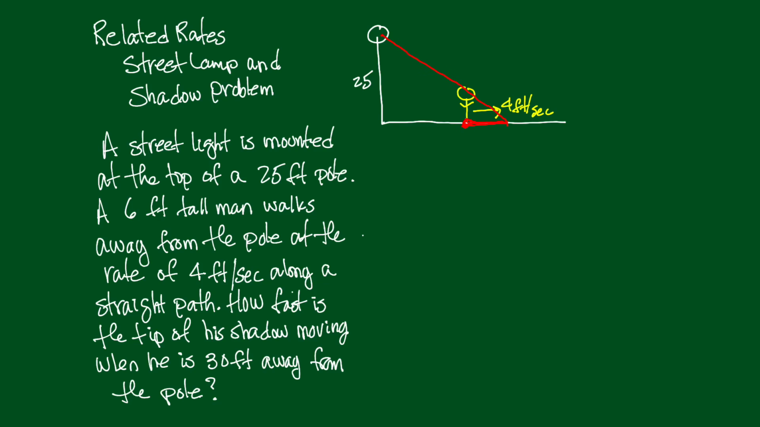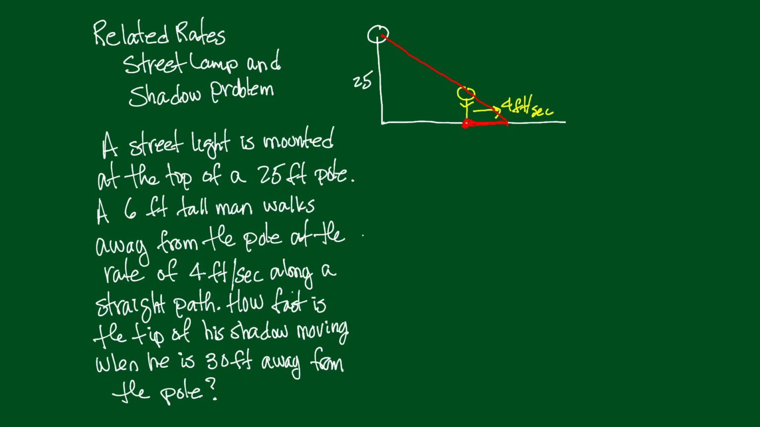And what we want to know is, as this fellow walks away at 4 feet per second, how fast is this shadow length changing? You can see, what if we did this here? I'll do this in dotted lines. If the man is over here, the shadow is going to be much longer. So as time changes, the length of the shadow changes. And what we want to know is, how fast is that length changing when this fellow is right at 30 feet away from the pole?